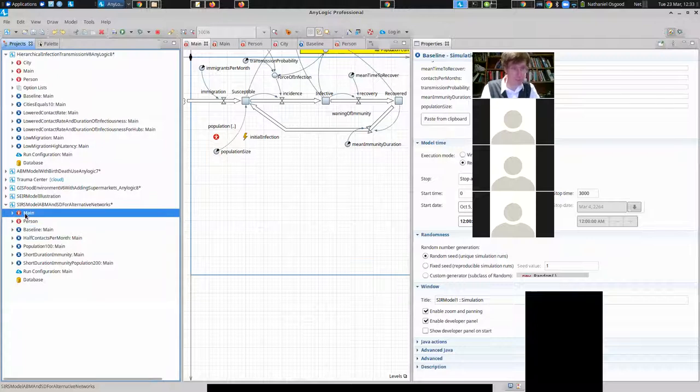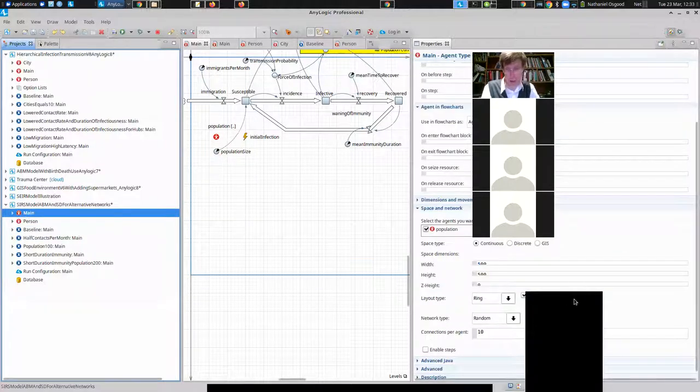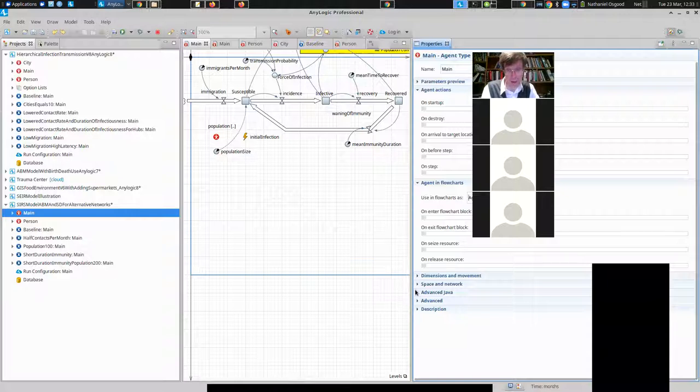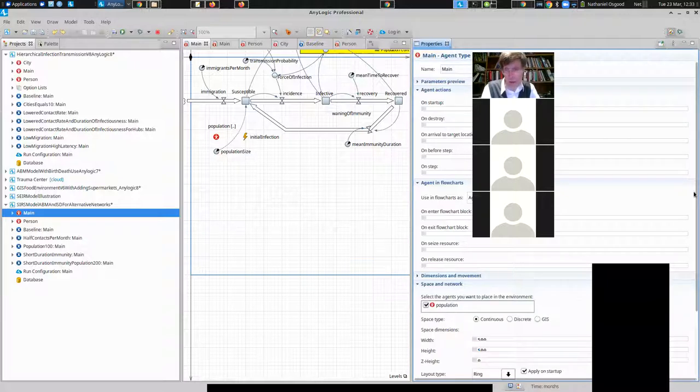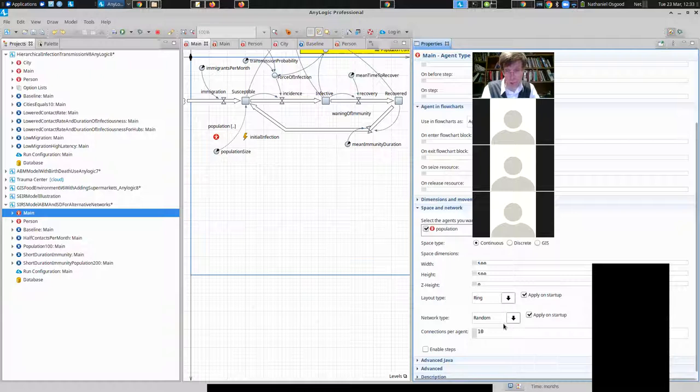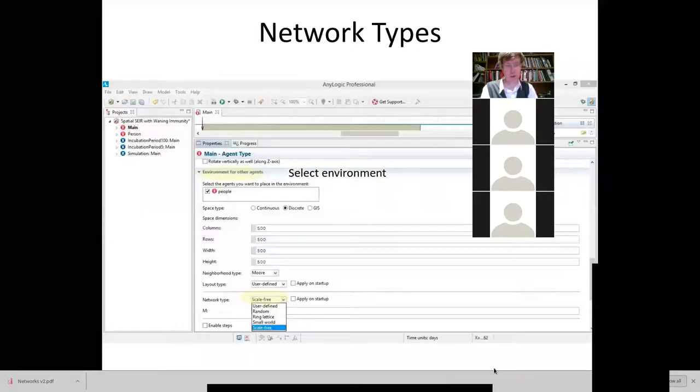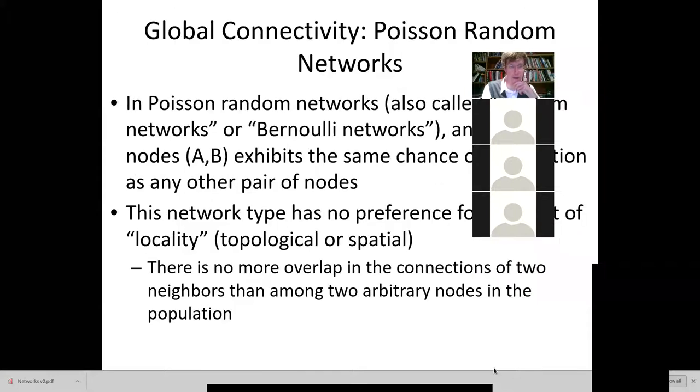So we're going to go in this model to main, and we're going to scroll down to this area called space and network. You may have to expand it for obvious reasons. So in the space and network area, what you will see is a choice. Right now we have a Poisson random, in AnyLogic's vernacular, type of network. Let's instead choose here a network which exhibits dramatic amounts of locality, okay?